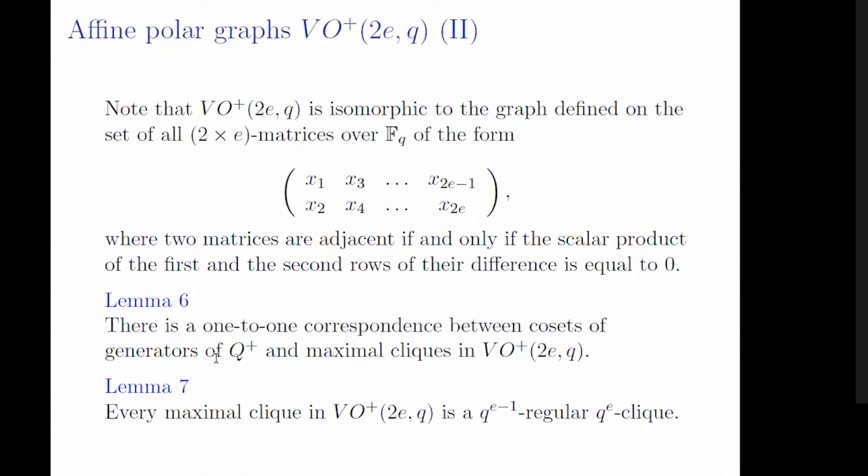And 2 more lemmas from the book by Bart de Bruyn. There is a one-to-one correspondence between cosets of generators of Q plus and maximal cliques in these affine polar graphs, and every maximal clique in such an affine polar graph is a q^(e minus 1)-regular, q^e-clique.